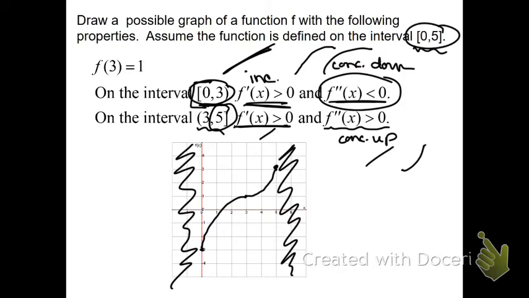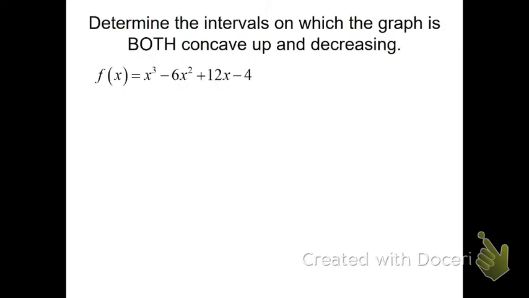So you're going to have two problems in your homework, 65 and 66, where you're trying to graph based on these characteristics. So remember, your first derivative tells you increasing and decreasing. Second derivative tells you concave up and concave down. Okay? All right, let's see what else I got.